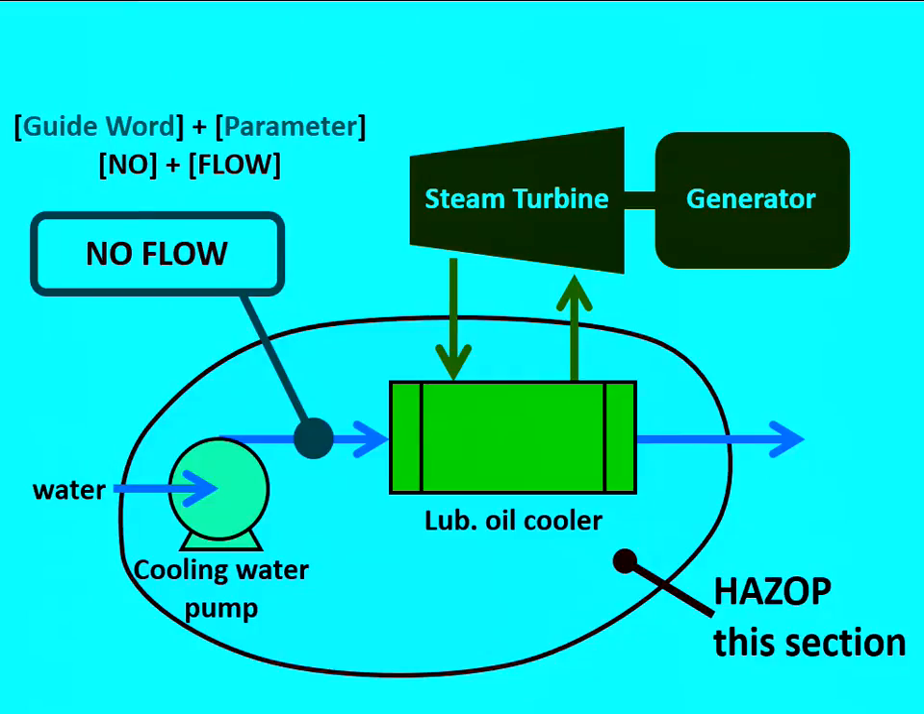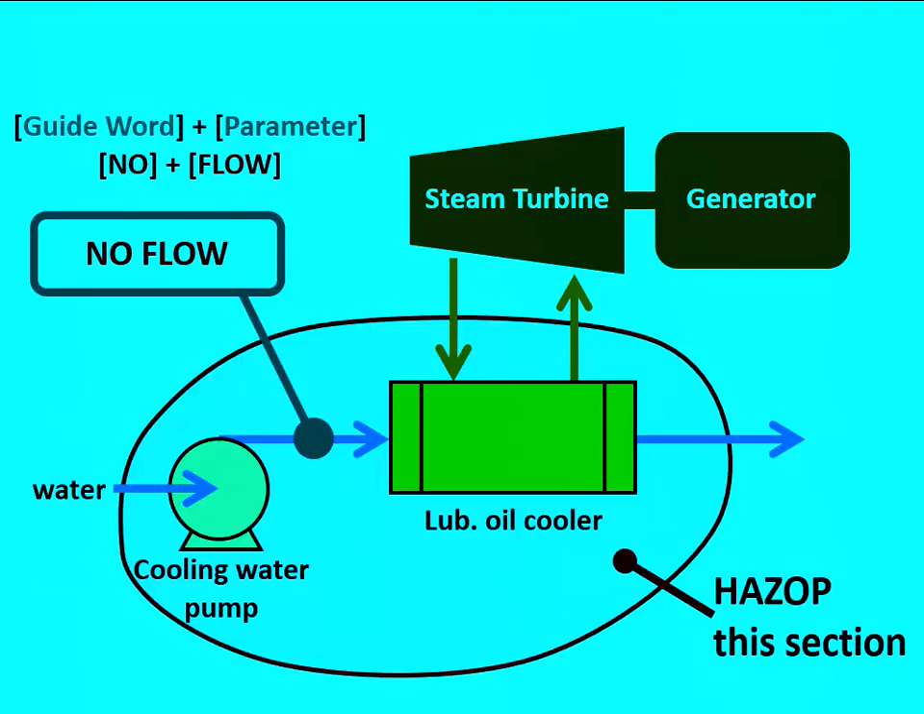So we've got 2 causes. I will stop at 2. I mean, there could be more, but it's plausible. It's believable. So the pump could stop, or the water supply could be interrupted for some reason, and this would stop the cooling water from going through the lube oil cooler. What about consequences?